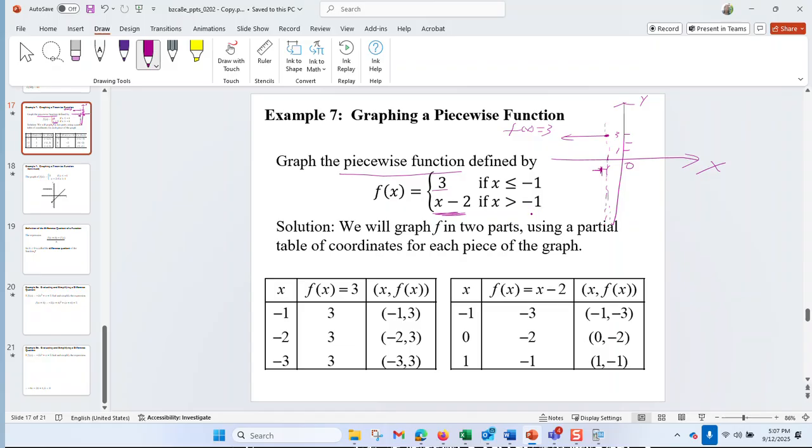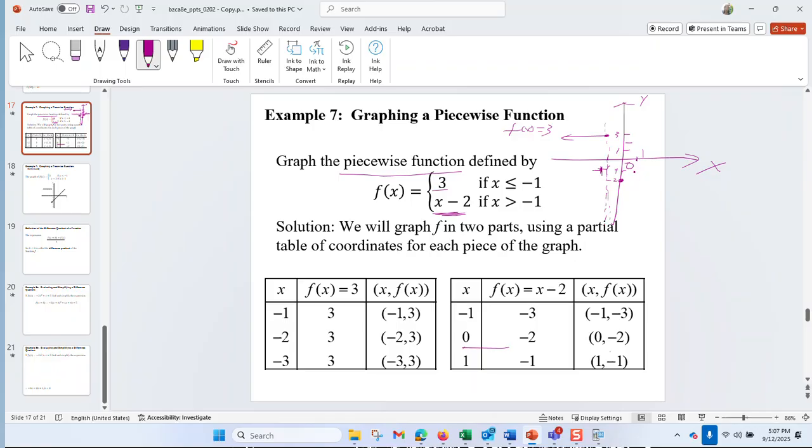And then we can go calculate this one. So 0 is greater than -1. When x is 0, y will be -2, right? So we have a 0, -2 right here. So this is the point, right? And when x is equal to 1, y is equal to -1. So it should be right here.